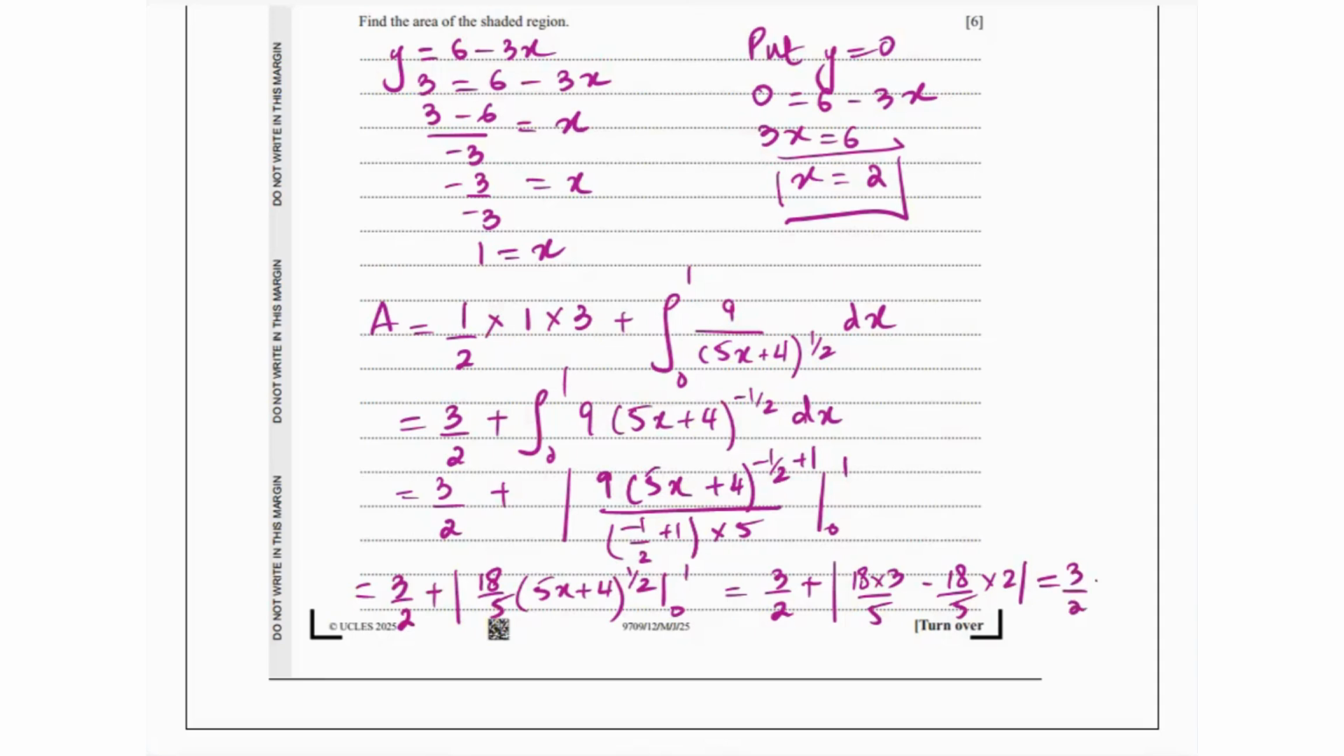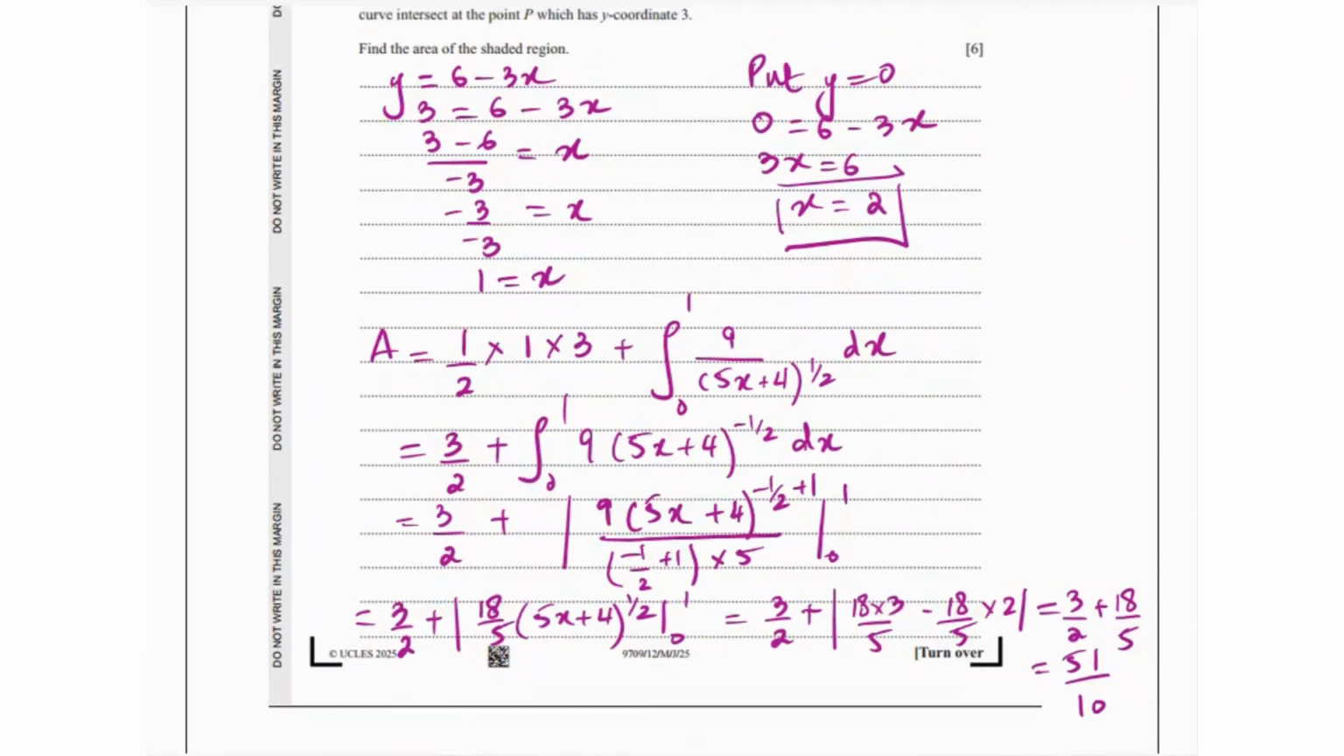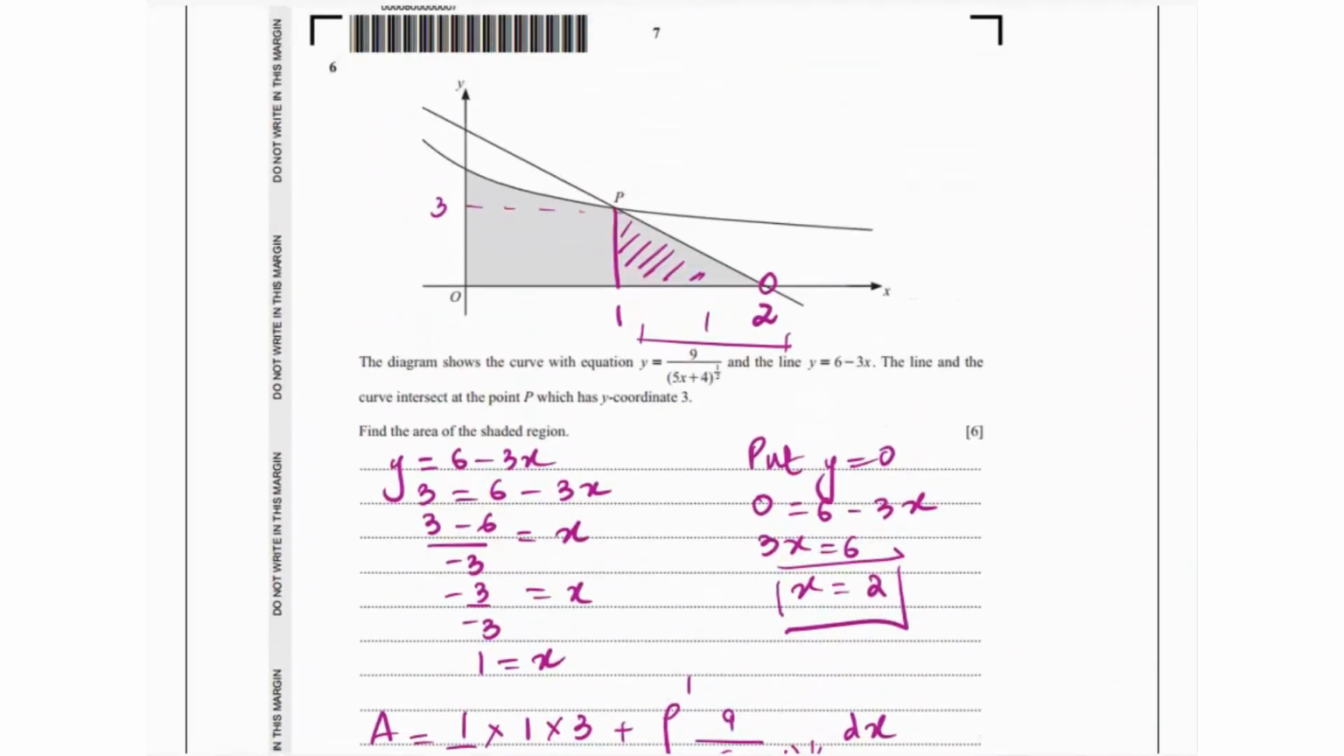So 3 over 2 plus 18 times 3, 54, minus 36 is 18 over 5. So common denominator is going to be 10. So 15 plus 36 is 51. So 51 out of 10 is the area of the shaded region. So 51 over 10 is the area of the shaded region as given in the diagram, which is between the curve and the x-axis along with the line.